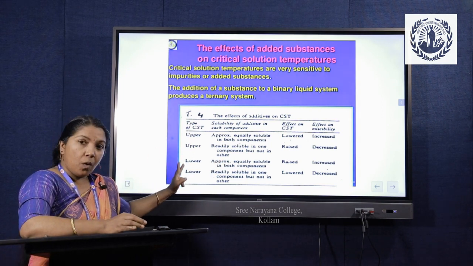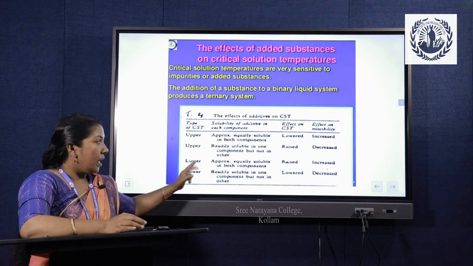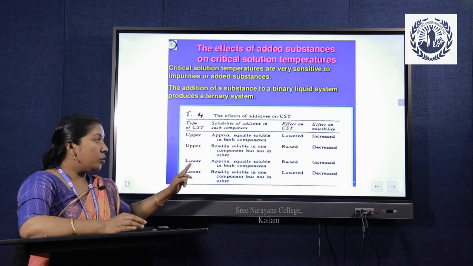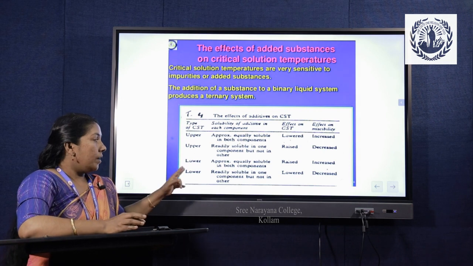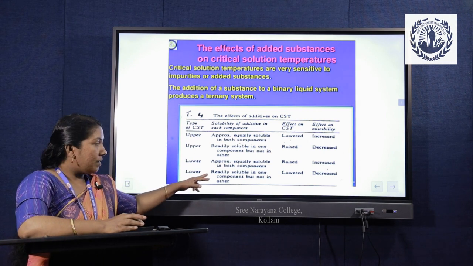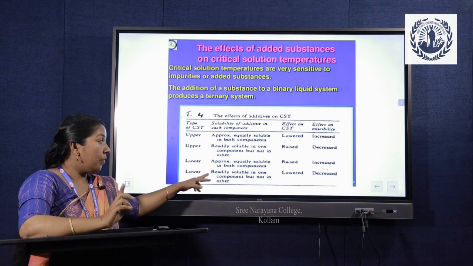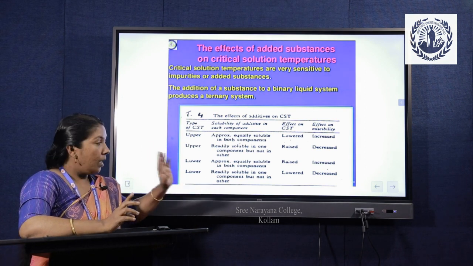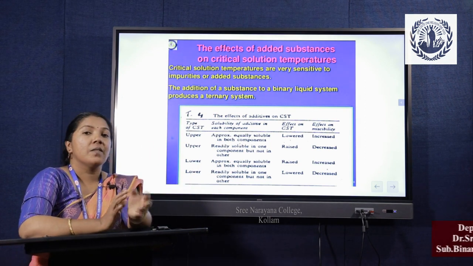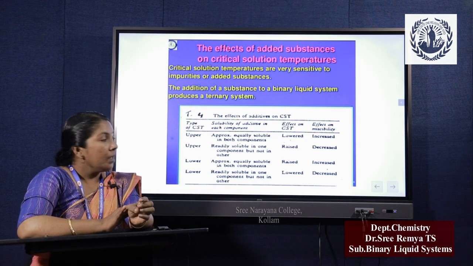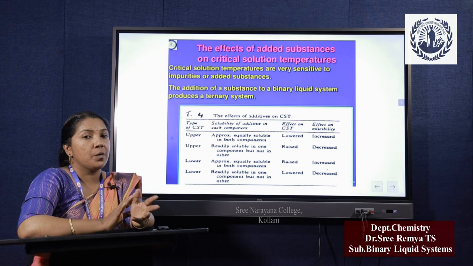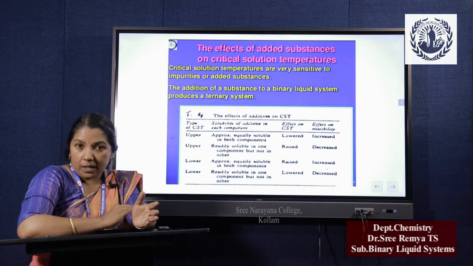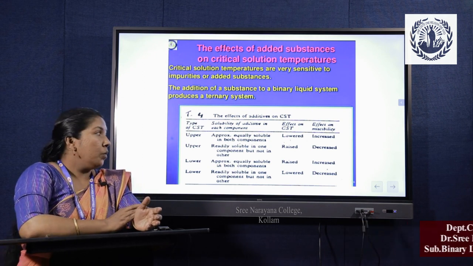And with a system possessing a lower CST, if we add a solute equally soluble in both components, the CST value will be increased. Another case is that if the solute is soluble in only one component but not in the other, then in this case the CST value will be lowered. Okay. Now, we have discussed the different parameters of partial miscibility of liquid systems. In the coming slides, we will discuss this topic in more detail.